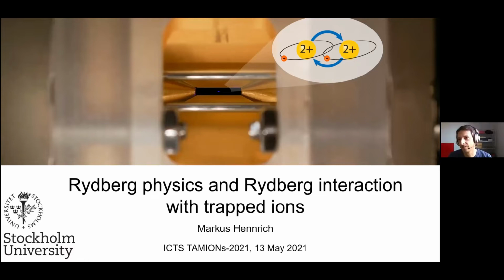Yes, so yesterday I was talking about ion photon interaction. Today I want to talk about Rydberg physics, which is currently our main topic of research here in Stockholm.